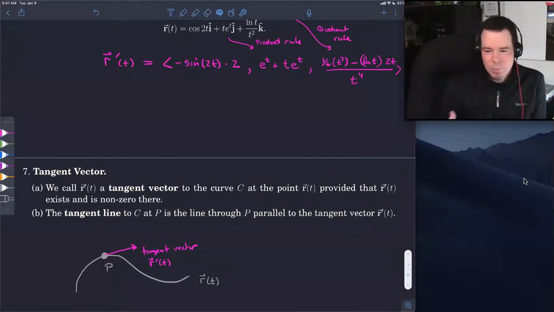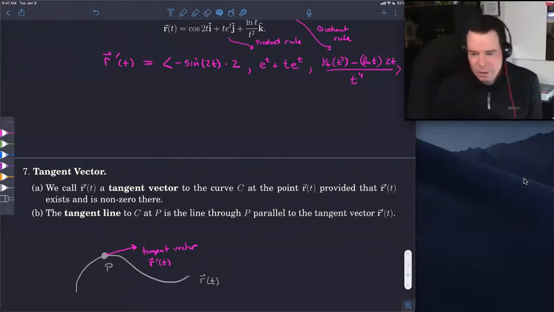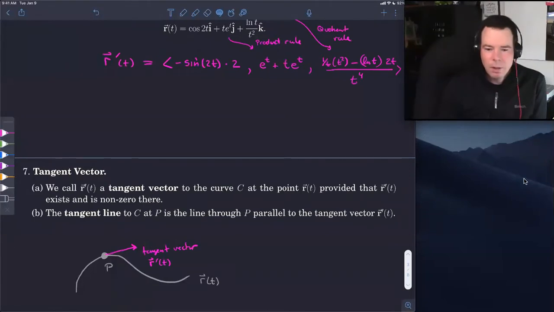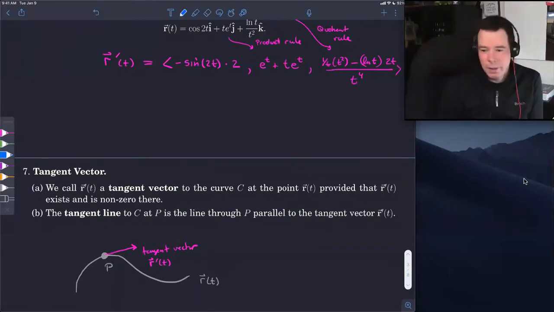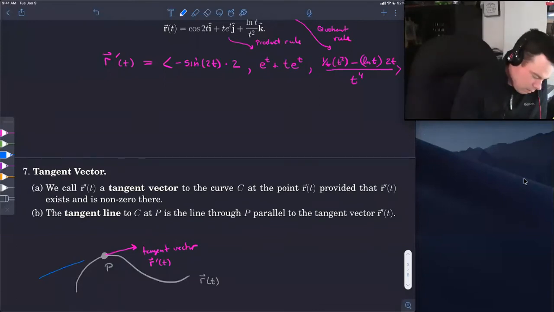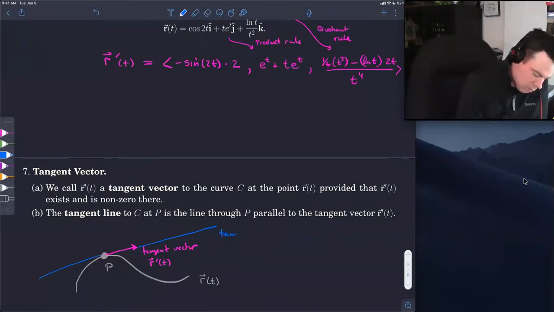So whatever P is, maybe P corresponded to the parameter t equal to 1. So the tangent vector would be r prime of 1 there. Or P corresponded to the value of the parameter t equal to 3. Then the tangent vector would be r prime of 3. So we'll get to those specific calculational details in a second, but the idea is we can find the tangent vector there. It's given by the derivative. And the line that goes through that point P and is in the direction of the tangent vector is called the tangent line.